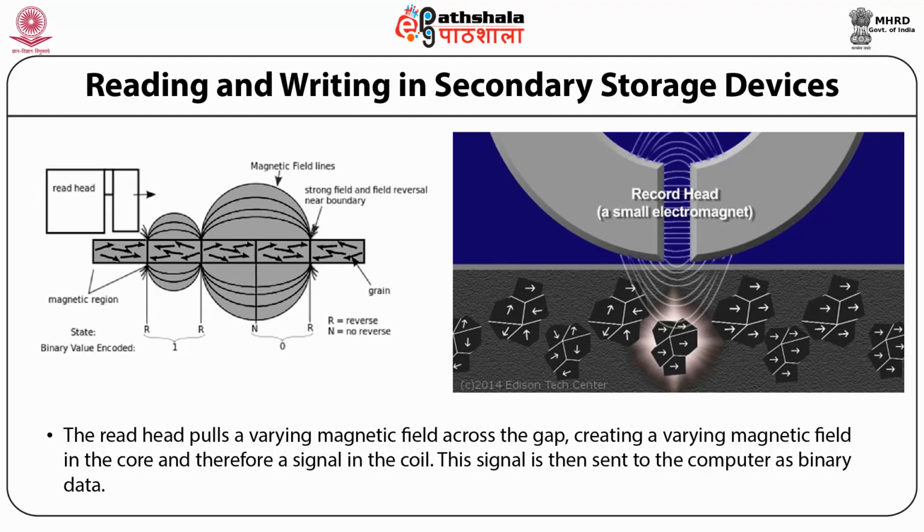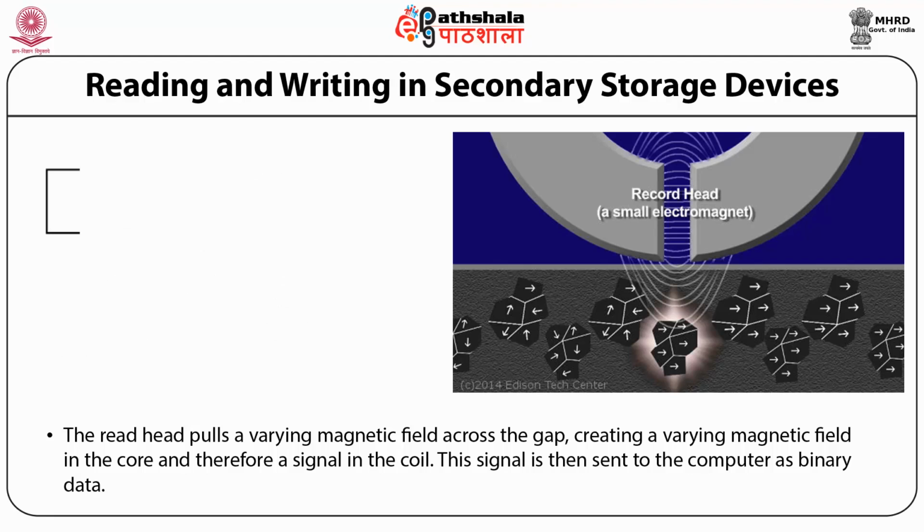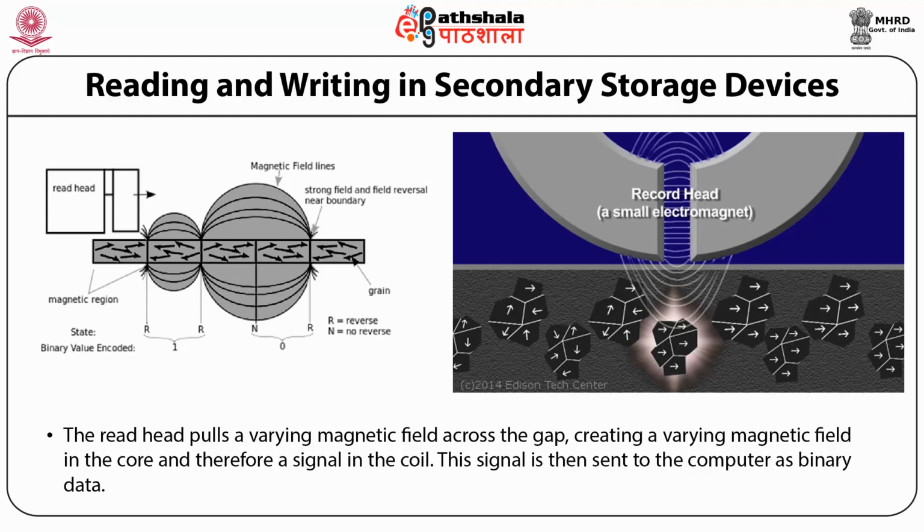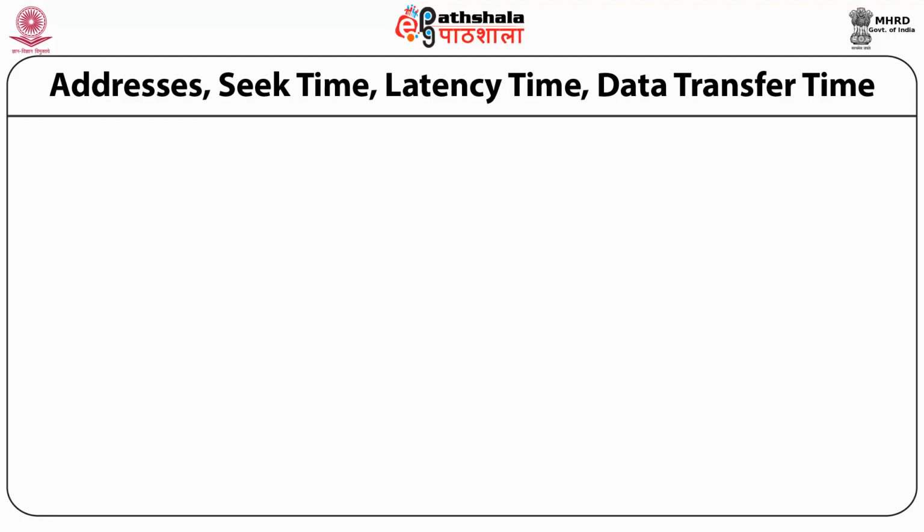The magnetic disks are made up of synthetic plastic material. The disk platter is coated on both sides and the surface stores the data. Similarly, the magnetic disks are divided into two types, floppy disk and hard disk. Now, address, seek time, latency time, and data transfer time will be discussed.